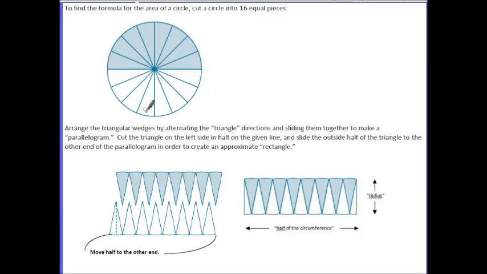Cut the triangle on the left side in half on the given line and slide the other half of the triangle to the other end of the parallelogram in order to create an approximate rectangle. So you can see here we're cutting apart the pieces and moving them together, doing the opposite sides here and pushing them into this area here. Once we do that, we get a figure that's like this. And you can see there's still a little bit of a curve on each of these, but if I were to take all of my pieces and cut them down further, you'd find that eventually that would flatten out and become a straight line. And so you can see when we cut up the pieces of the circle and arrange them like this, they really form the shape of a rectangle.